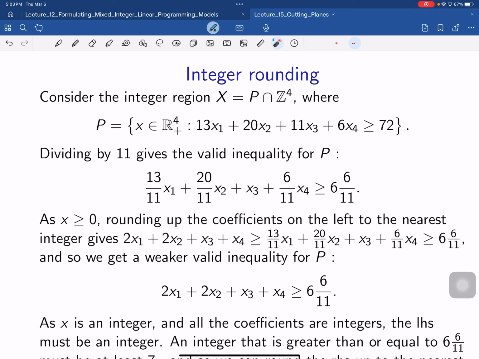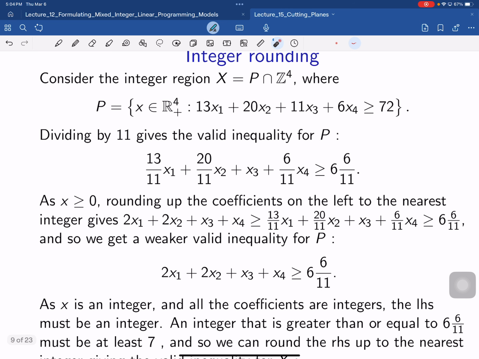Yes. Why did we choose 11 instead of, say, 20? Yeah, that's a very good point. We will show you later on how to derive a good coefficient. Actually, most of the time, this inequality is derived from the simplex tableau. After you solve the LP, you find some of the variables to be fractional. Then you want to cut off that fractional solution from the optimal solution of the linear program. Here it just shows you a random number for how to derive this type of inequality. You can choose 20 and then use the same procedure and derive another inequality. Okay, yeah.